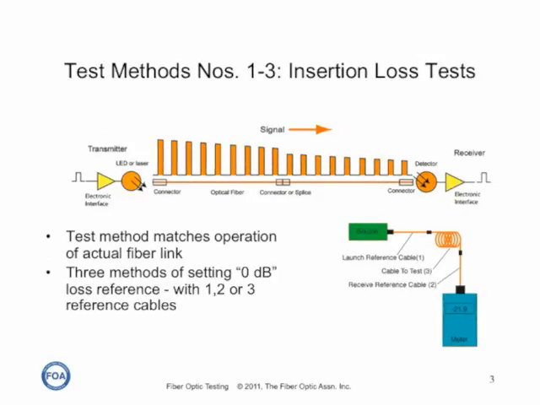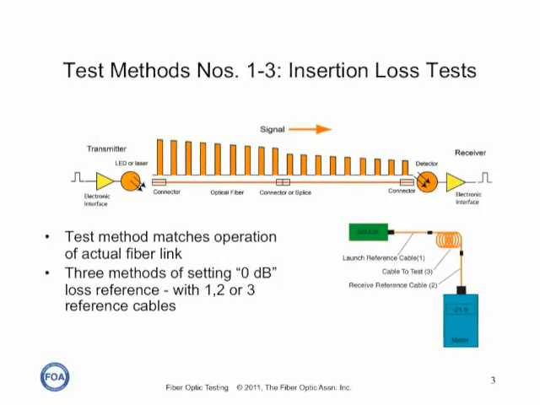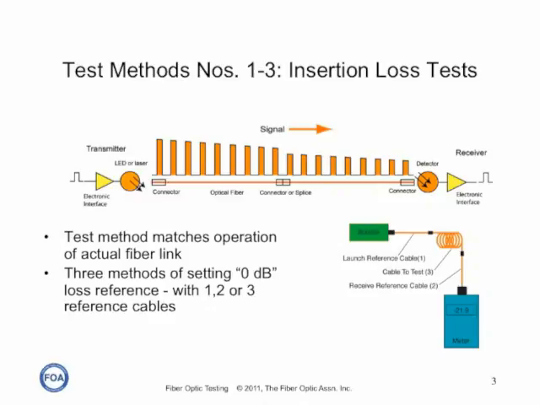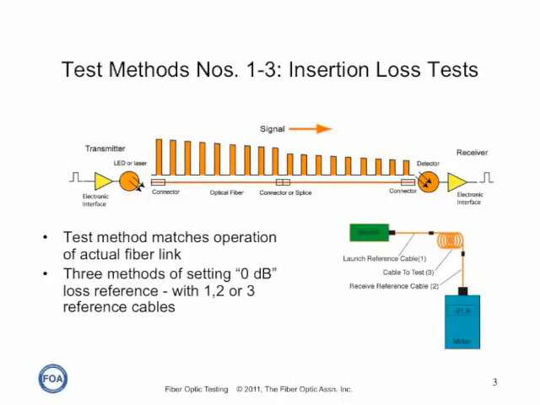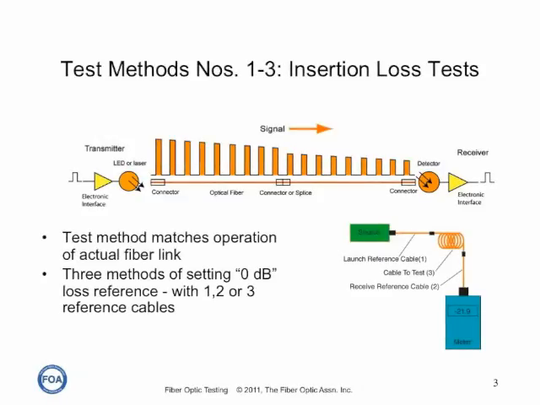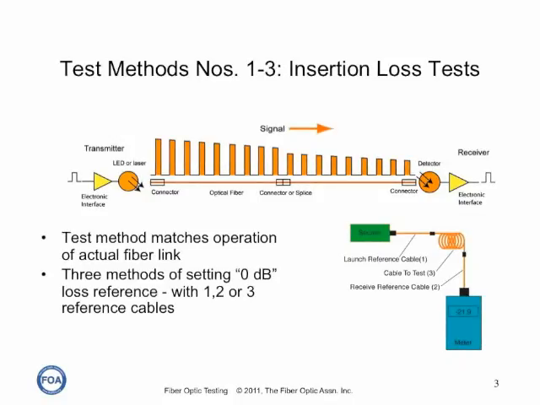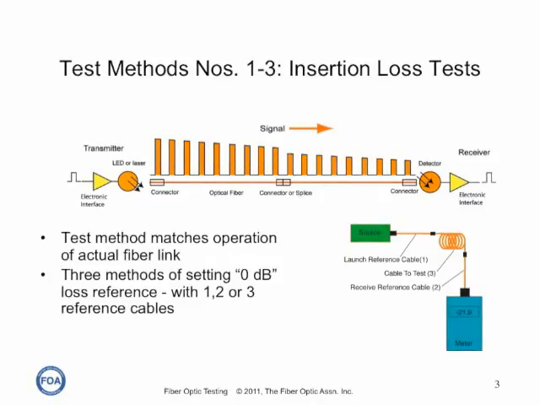The first 3 methods are insertion loss tests. Insertion loss tests use a light source and a power meter and test the cable plant very much the same way as a communication system uses the link, where a source puts light into one end of the cable plant, and as the signal goes down the fiber, it's attenuated by the attenuation coefficient of the fiber. It will lose power at a connection or a splice, and then continue losing light due to the attenuation of the fiber until it reaches the receiver.